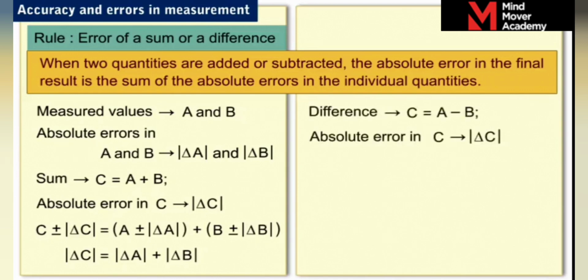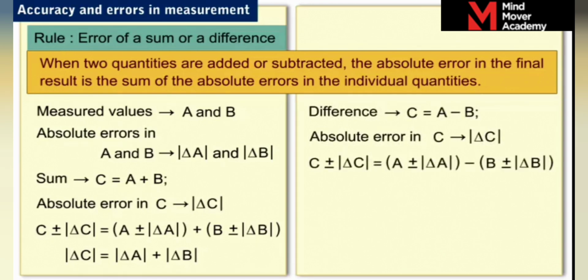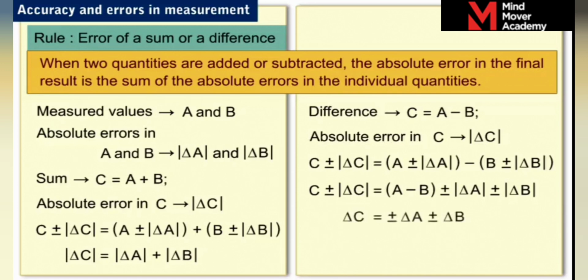For the difference C equals A minus B, we have C plus or minus ΔC is equal to A plus or minus ΔA minus B plus or minus ΔB, which is equal to A minus B plus or minus ΔA plus or minus ΔB, or ΔC is equal to plus or minus ΔA plus or minus ΔB. The maximum value of error ΔC is again ΔA plus ΔB.